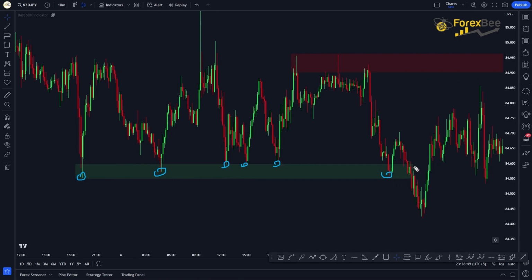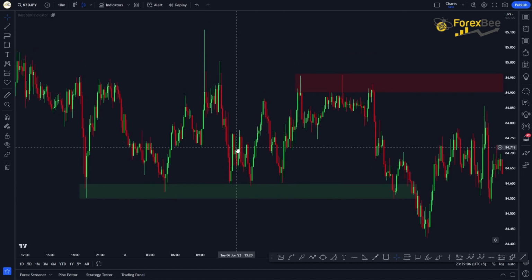But here, eventually, the market is breaking this zone. And we can see that this is a valid support zone because the market is breaking it with the formation of a very big impulsive bullish candle. So this is actually a valid support level. So this is how you detect the support and resistance zones on your chart.